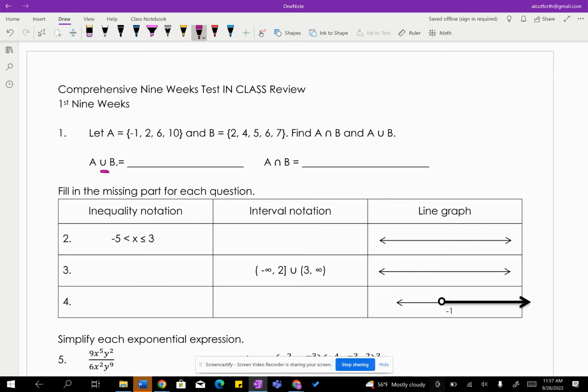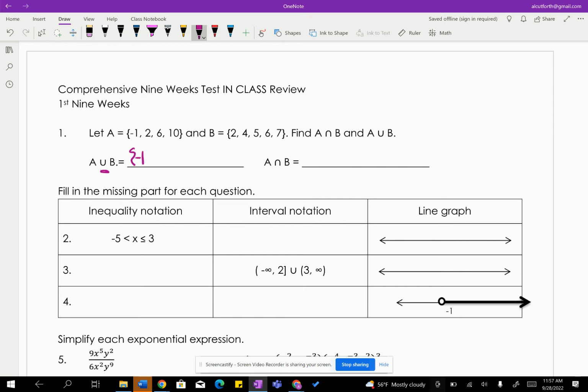List all of the numbers. You're not listing intervals, though. This is not saying all the numbers between -1 and 2, right? Like the intervals, this is just saying -1, comma, 2, comma, right? So we're just saying every single number in the sets, right?